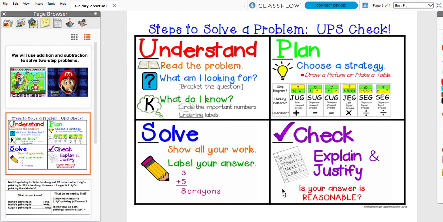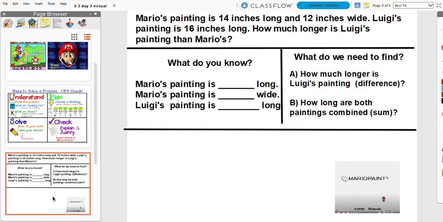And then you want to make sure you answered the question and justify how you did it. Justify means you're able to tell us why you chose addition or subtraction or how you got your answer. This year as fourth graders, I'm going to get you to explain a lot of your math thinking. That's really important. All right, so let's look at our first situation.